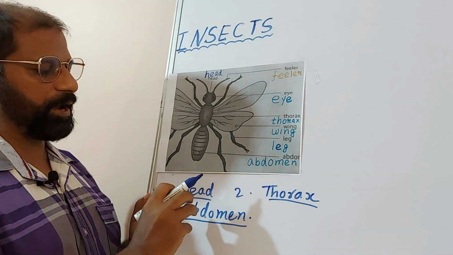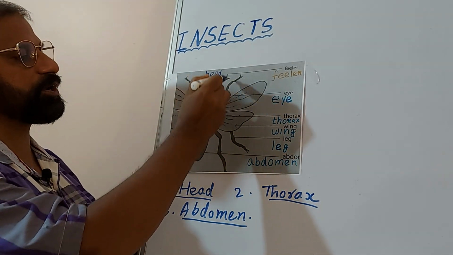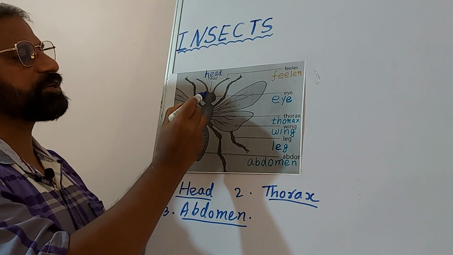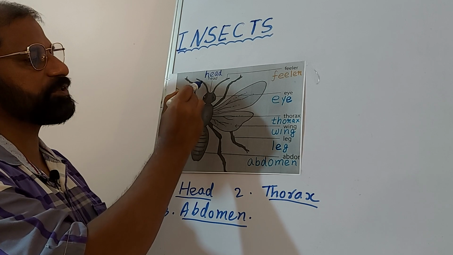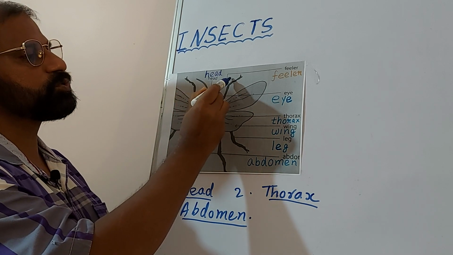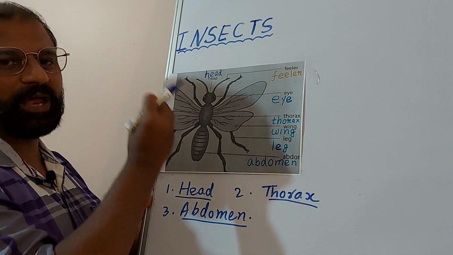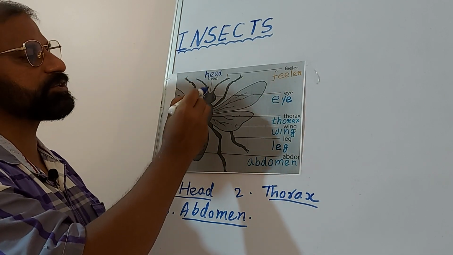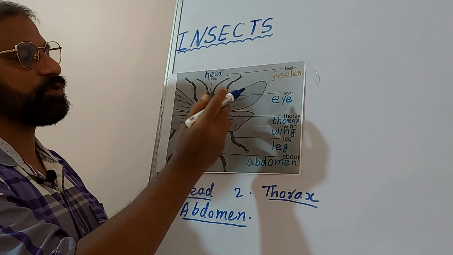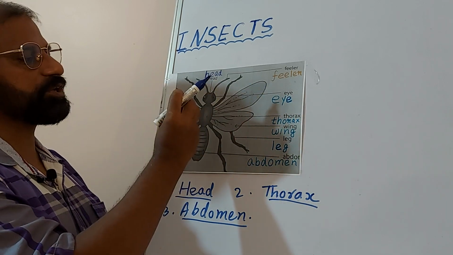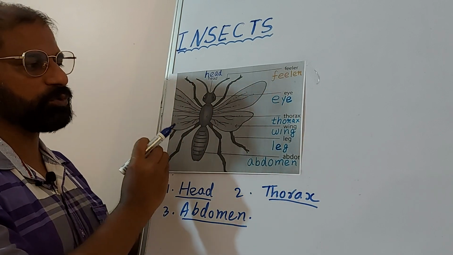Now let's take one by one. When you take head, this is the part of the head. In the head, insects have a mouth, and you find two feelers which help them to smell. Two feelers, one mouth, and there are two eyes on either side. So on the head we get two eyes, two feelers and mouth.